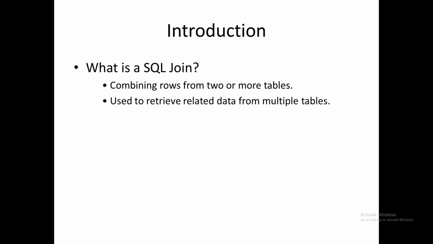Obviously we have this requirement, like we might have data in multiple tables. Let's say employee data is present in one table, department data is present in another table. Then there is some kind of common column, and with the help of that we need to map those two tables and retrieve the data. That is what we call a join.